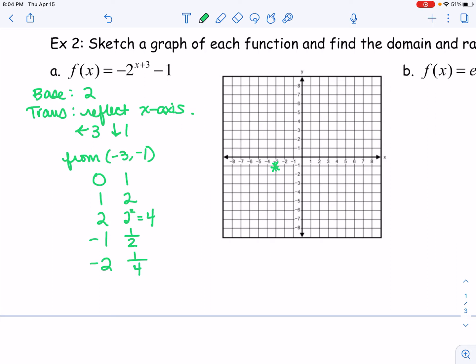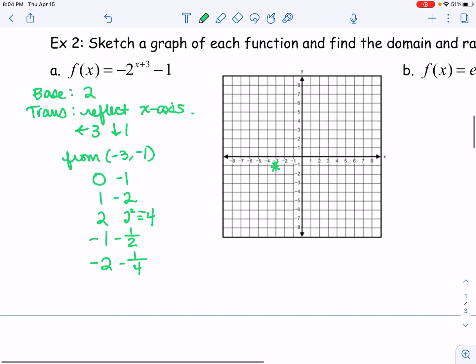So we need to keep in mind what transformations have we applied. We have only applied the left 3 down 1. We have not applied the reflection over the x-axis. So how do I do that? Well, if I'm flipping something over the x-axis, it is affecting my y values. It is a vertical flip. So instead of going 0, 1, it's going to be 0, -1, 1, -2, 2, -4, -1, -1/2, and then -2, -1/4 if I want to plot that point.